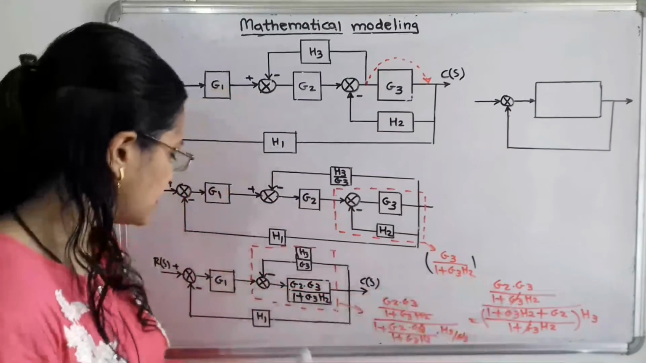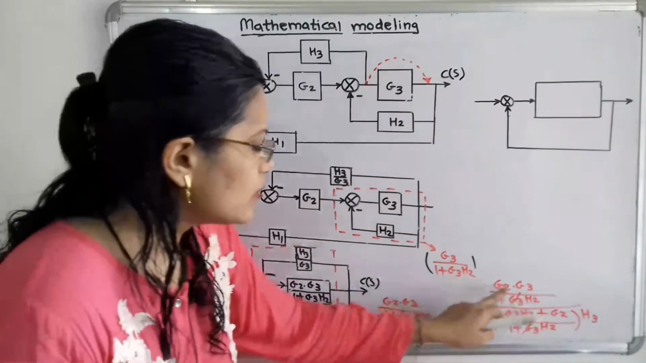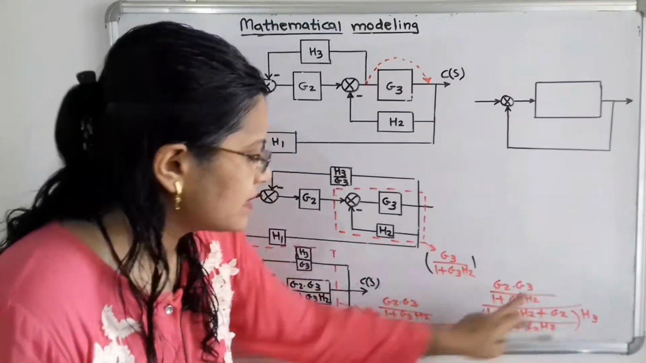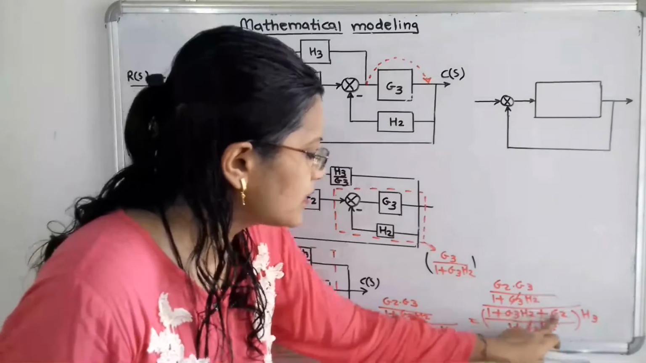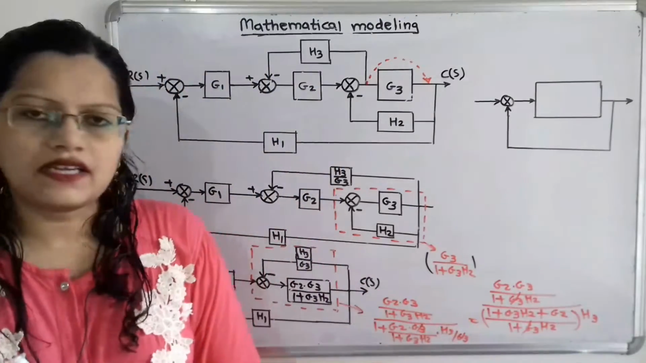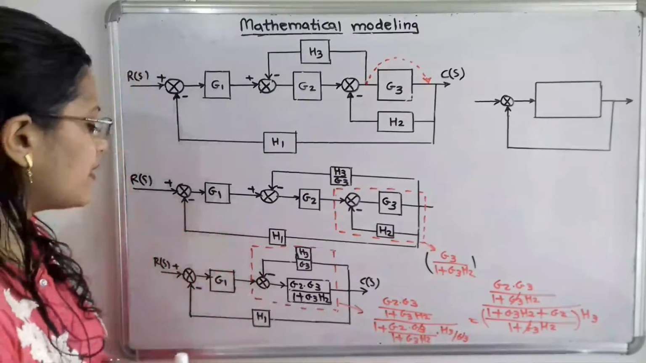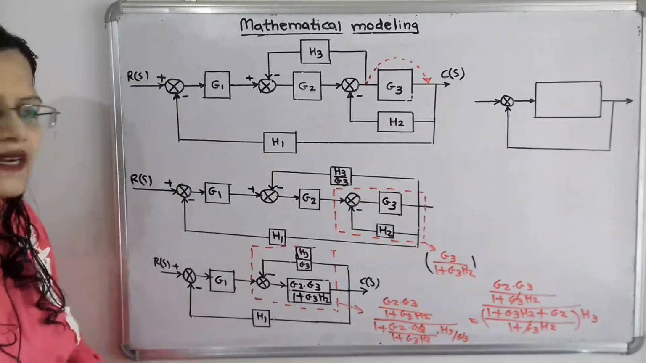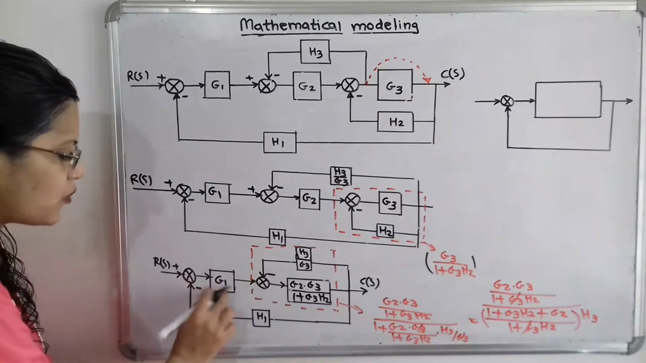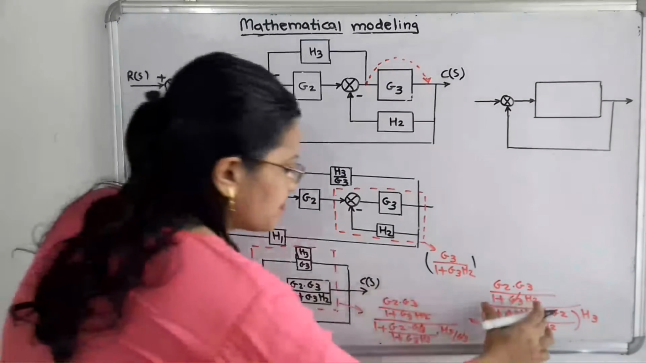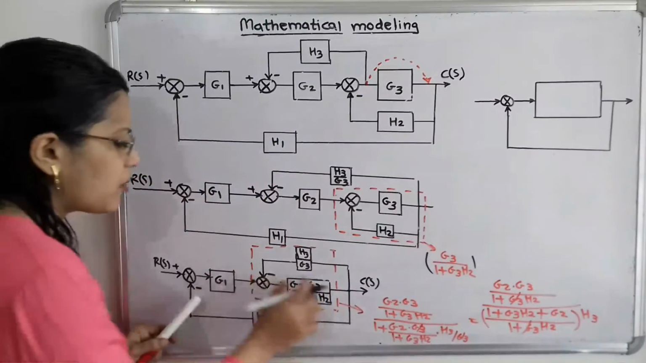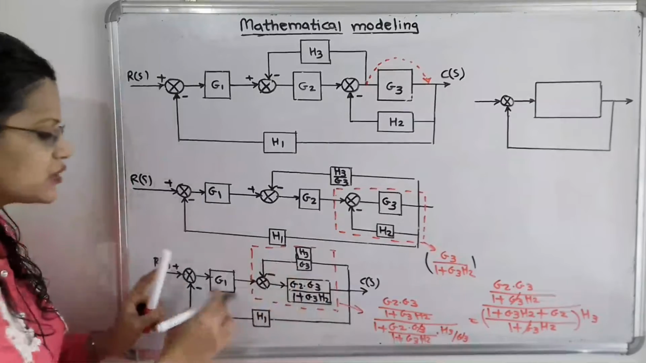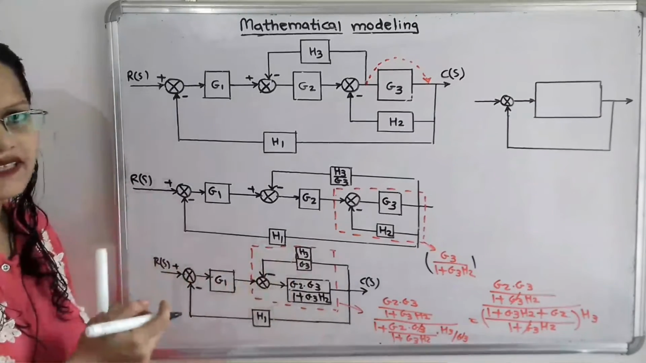So answer is this, that is G2 multiplied by G3 divided by, in the bracket, 1 plus G3H2 plus G2 outside the bracket H3. Now we will write this and we will simultaneously combine with this block, because G1 and this block is in cascade. So when the blocks are in cascade, or we can say series, we have to just multiply the blocks.